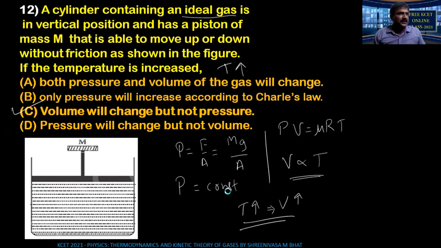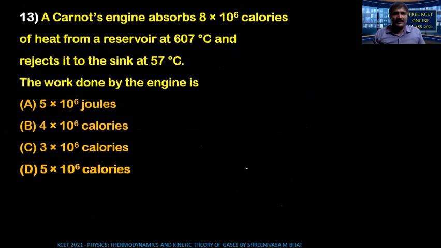Now question number 13 is like this. A Carnot's engine absorbs 8 into 10 power 6 calories of heat from the reservoir at 607 degrees Celsius and rejects it to the sink at 57 degrees Celsius. The work done by the engine is. So here this is the temperature of the source, I take it as T1 as per standard symbol. But 607 degrees Celsius is equal to how much Kelvin? Add 273: 607 plus 273, when you add up, you get 880 Kelvin.